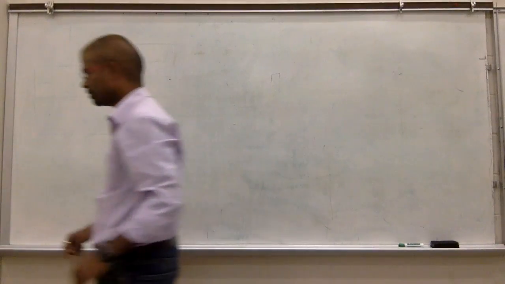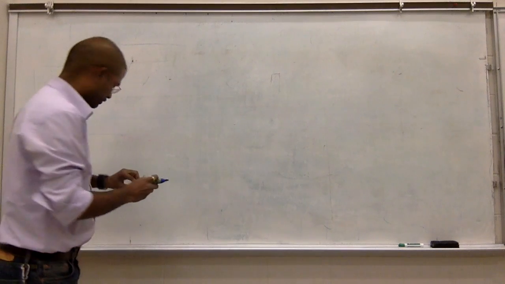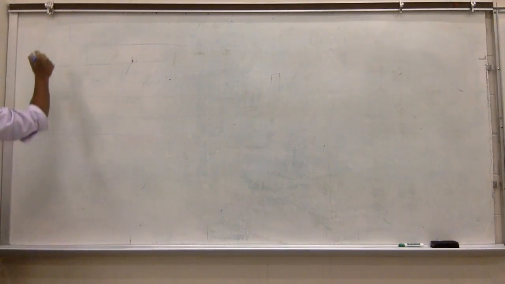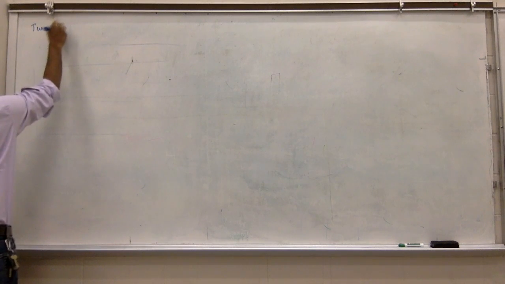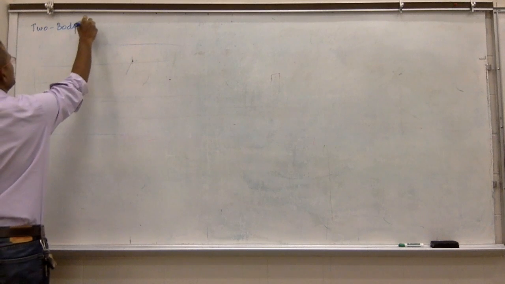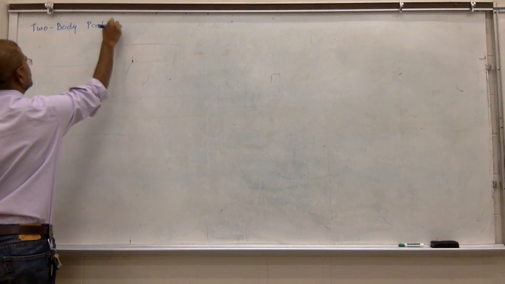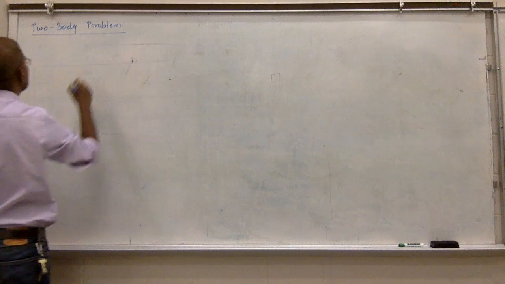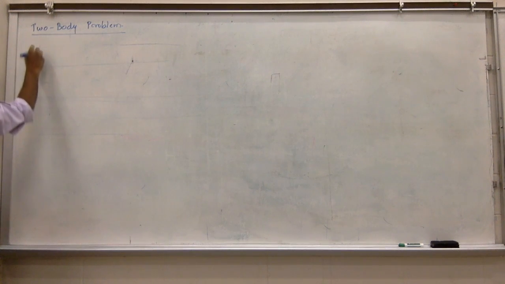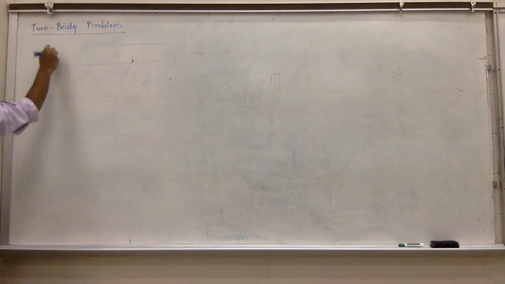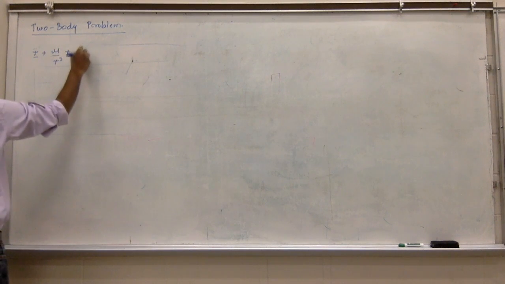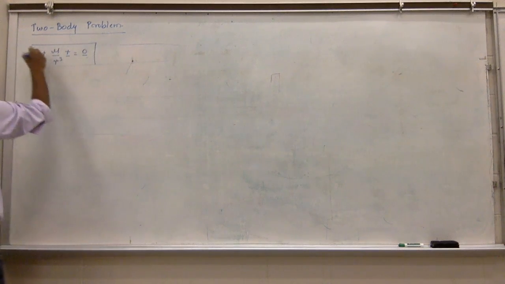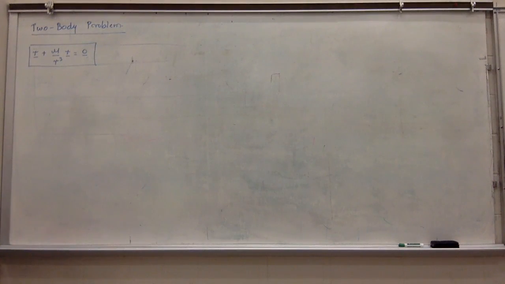So last class we looked at, I want you guys to remember this formula for the rest of your code. I'm going to keep repeating it. So the formula is R double dot plus mu over R cubed is equal to. This defines the two-body problem. Okay. And mathematically, what kind of equation is this?